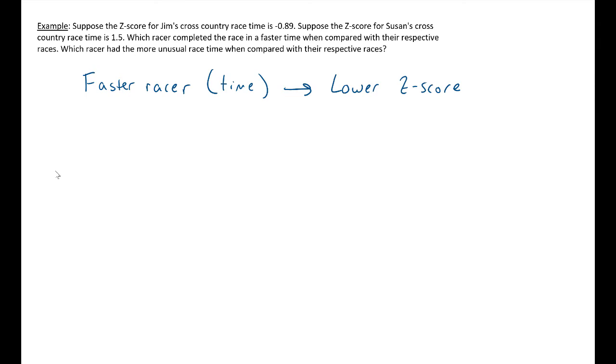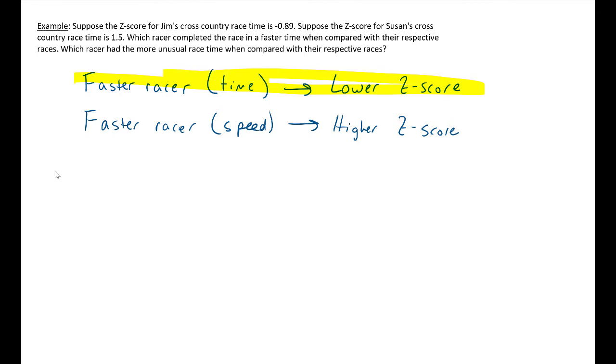But if I'm talking about a person's speed, a faster racer in terms of speed, in that case what we're looking at is the higher z-score, because the larger your miles per hour, the faster you're going. So very important, folks. Make sure you understand what context you're working with. But for us, we're dealing with time, so the z-score is related to time. So our faster racer will be the one with the lower z-score.